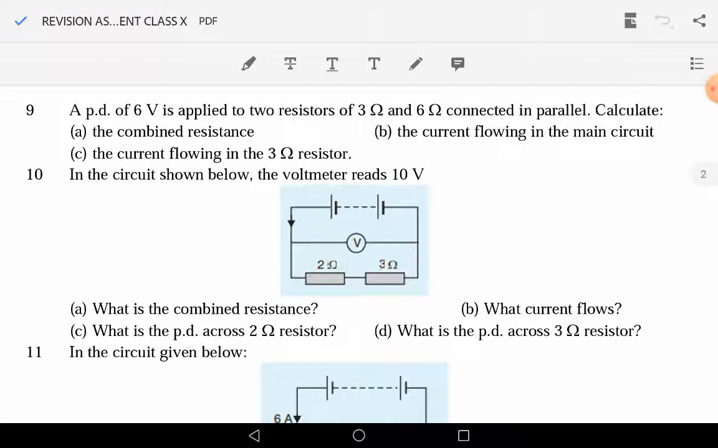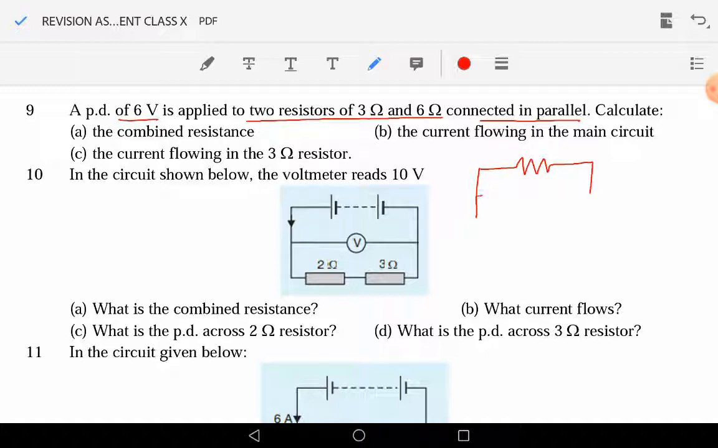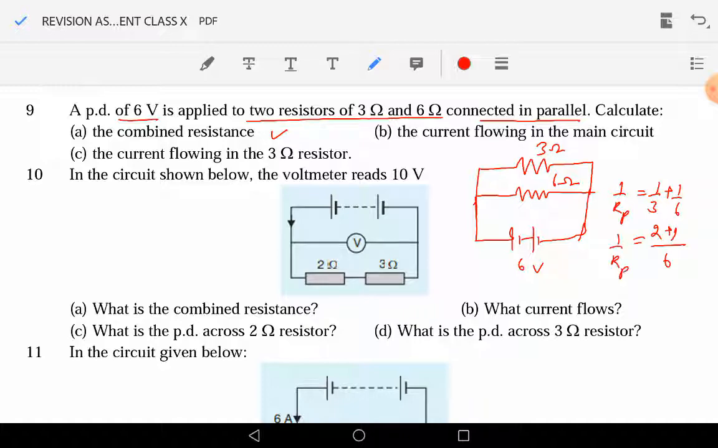Now question number 9: a potential difference of 6 volt is applied to two resistors, 3 ohm and 6 ohm, in parallel to each other. This is how we can imagine the situation: they both are parallel to each other, and this is a battery or a cell of 6 volt connected to 3 ohm and 6 ohm. Calculate the combined resistance. That will be 1 upon Rp is equal to 1 upon 3 plus 1 upon 6. It will be 2 plus 1 over 6, which is 3 by 6, that is 1 by 2, and Rp is equal to 2 ohm. So we are getting the answer as 2 ohm.